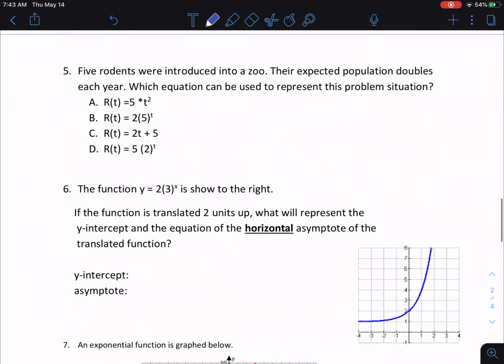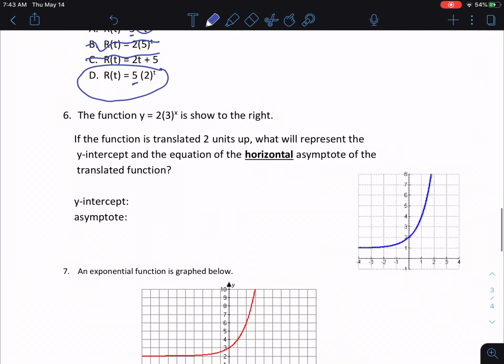Okay, number 5. 5 rodents were introduced into a zoo. Their expected population doubles every year. So 5 is our initial value. So we need a 5 here. And so it's not B and C, but it's not t to the second value. It's this way. We have the rate to the time.